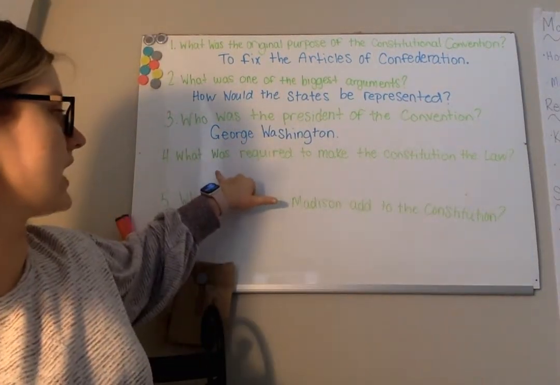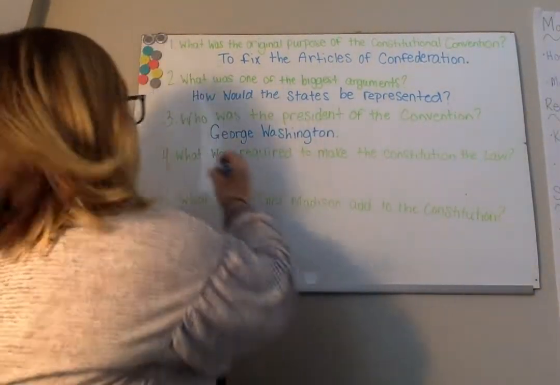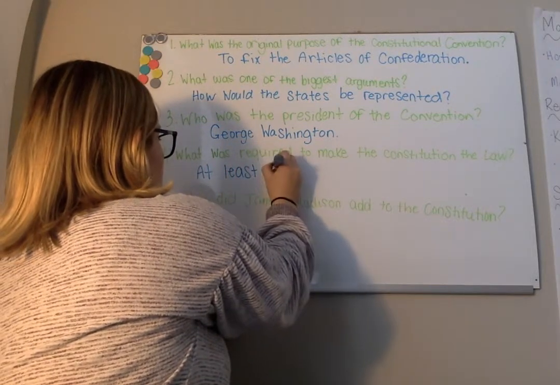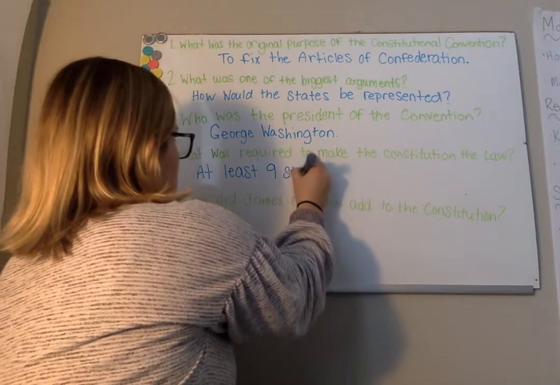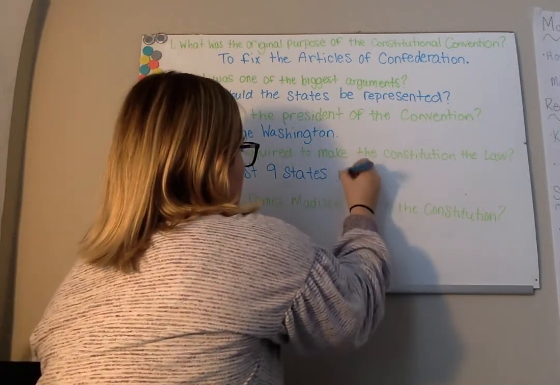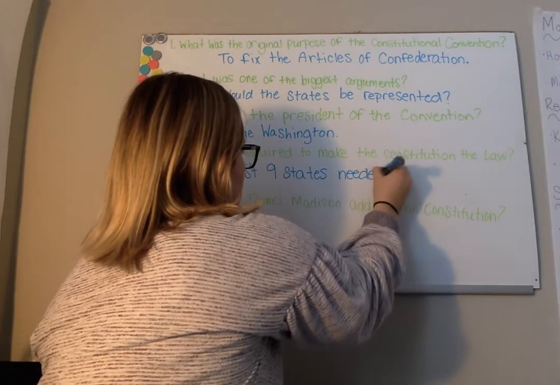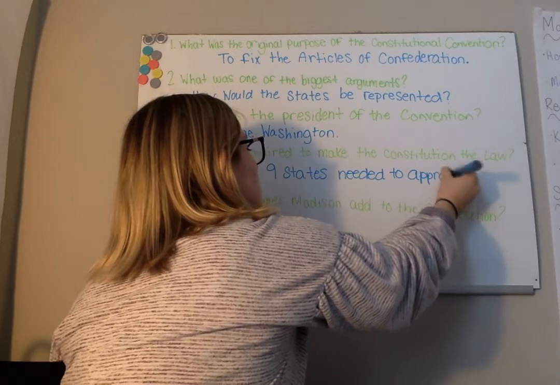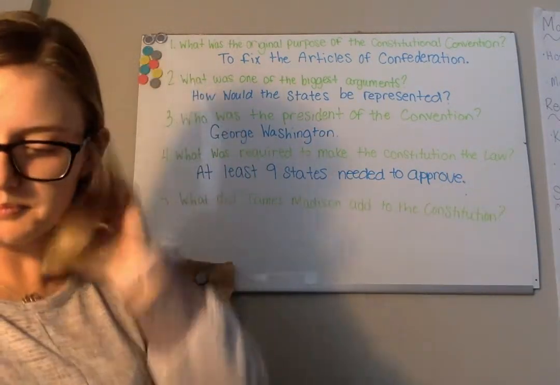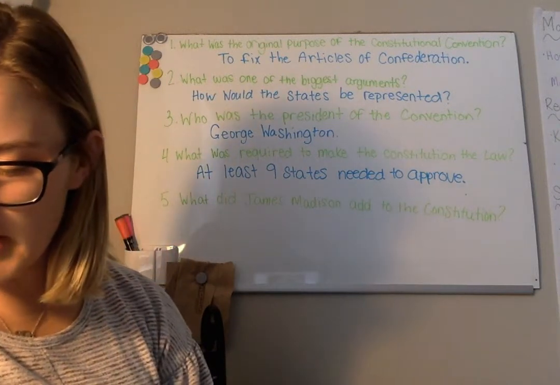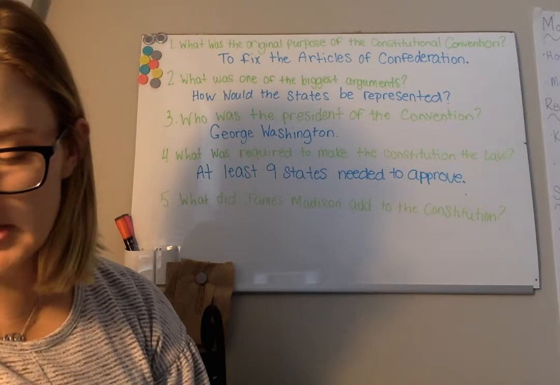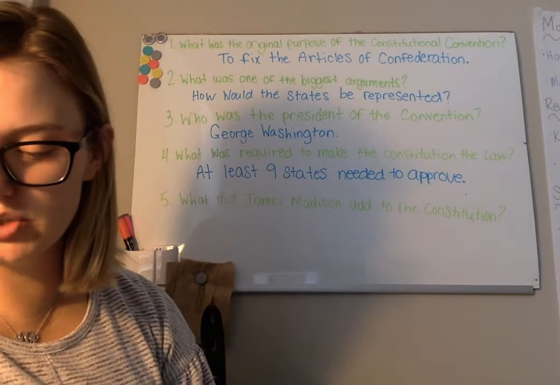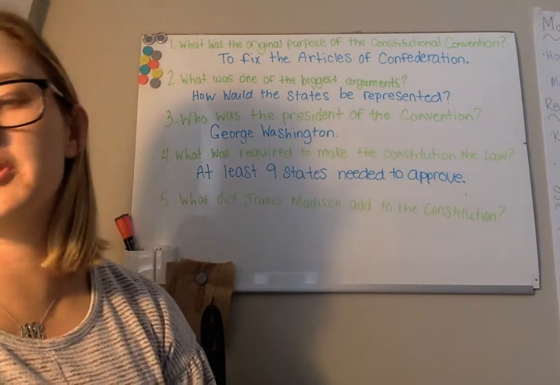So what was required to make the Constitution a law? It was at least 9 states needed to approve. Some delegates would not approve or ratify the Constitution until individual freedoms were guaranteed by the Constitution. James Madison wrote amendments to the Constitution, of which the first 10 became the Bill of Rights.